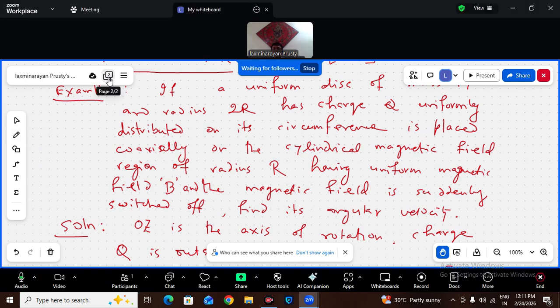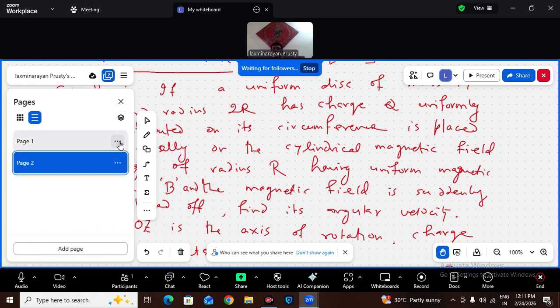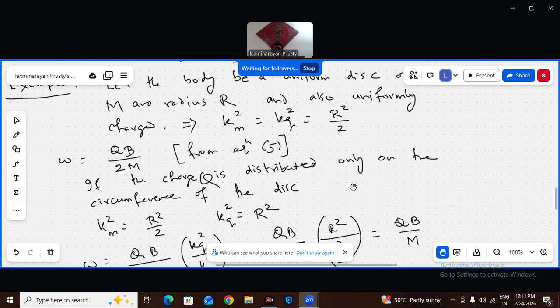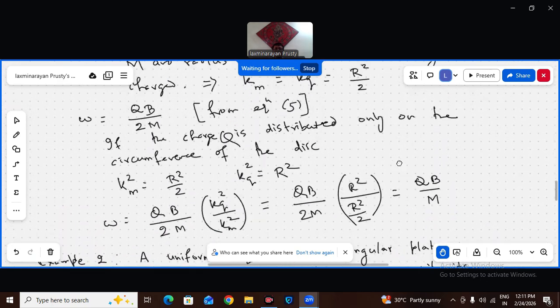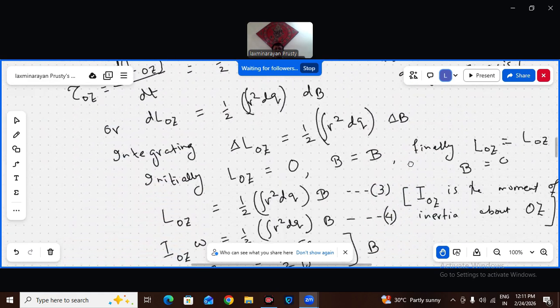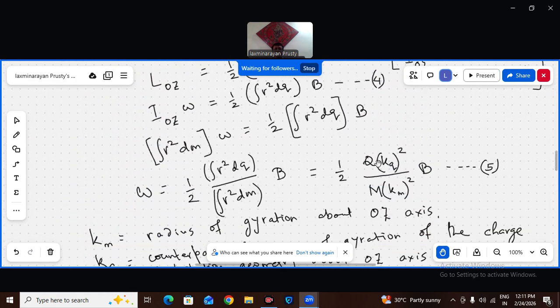Just our page 1. Simply we can use our basic expression here. Very nice expression. q by n, k_q square by k_m square into B into half. That is the omega, with inside this. Mostly they ask this inside only, but they can ask outside also.